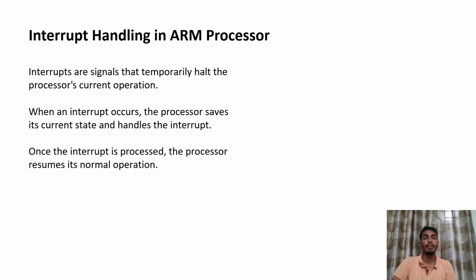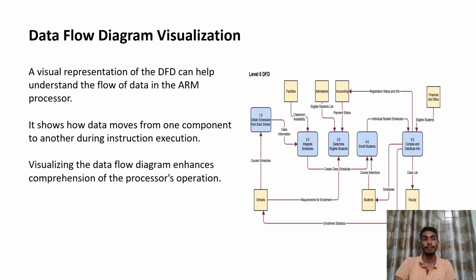Interrupt handling in ARM processor. Interrupts are signals that temporarily halt the processor's current operation. When an interrupt occurs, the processor saves its current state and handles the interrupt. Once the interrupt is processed, the processor resumes its normal operation. The best example for interrupt handling is ourselves. How we handle our situations in different real lives is the best example for interrupt handling.